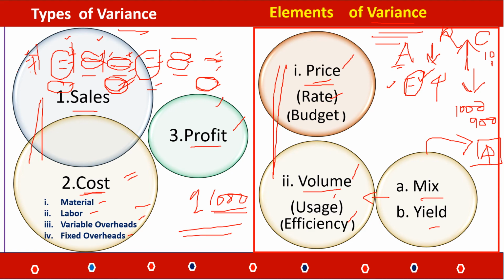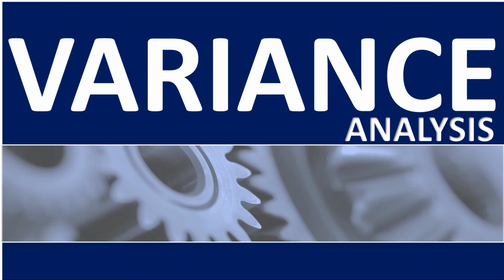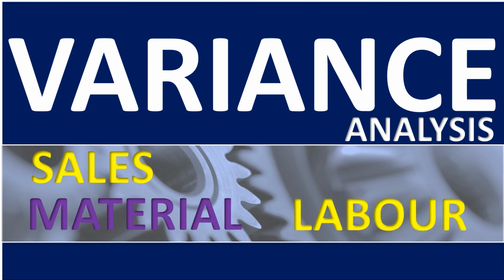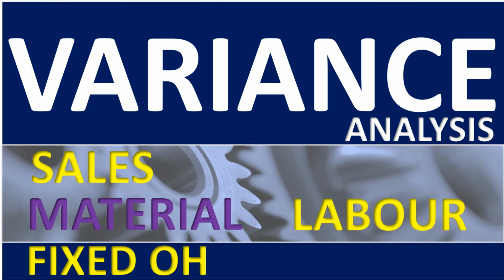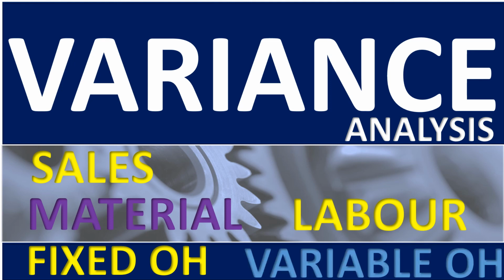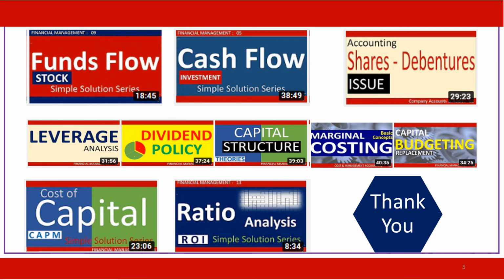Going forward, as a part of the variance analysis, we will be looking into sales variances, material cost variances, labor variances, fixed overhead variances, and variable overhead variances, and all of them follow almost a single simple template which we will be using in each of these, and we will have working solutions under each of these heads. We will continue with the variance analysis under its various components.